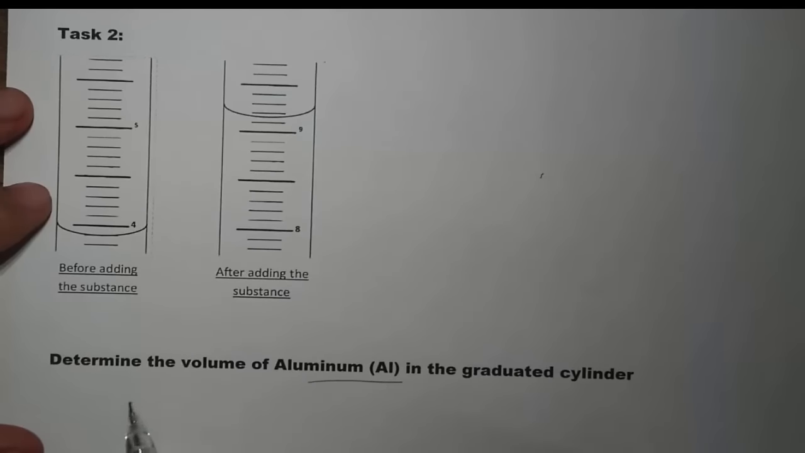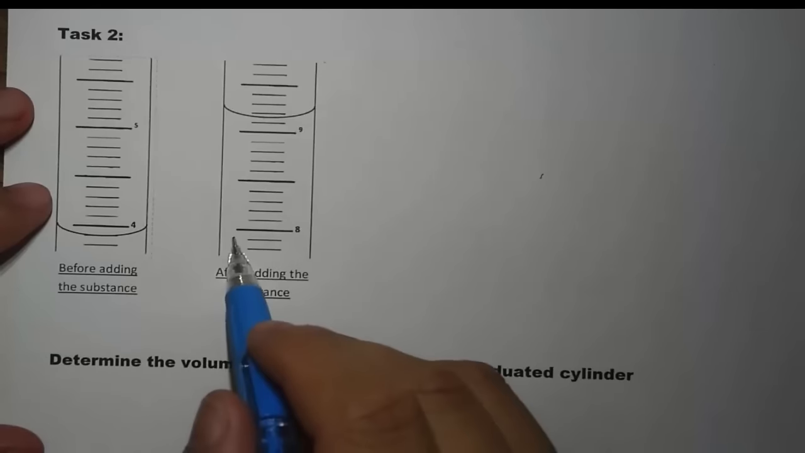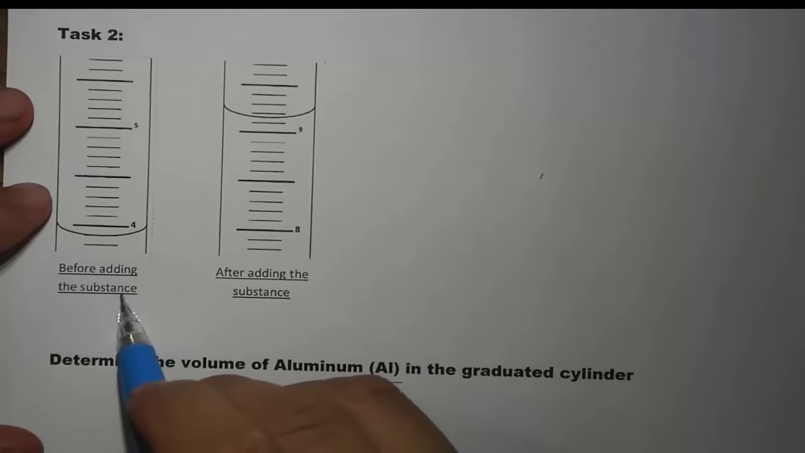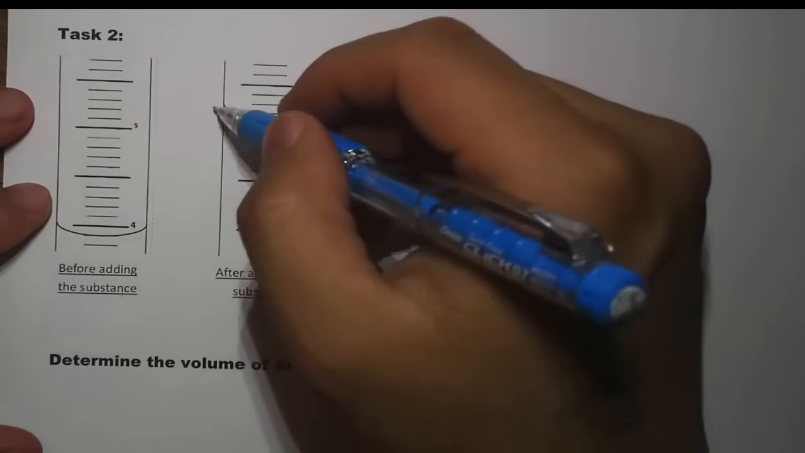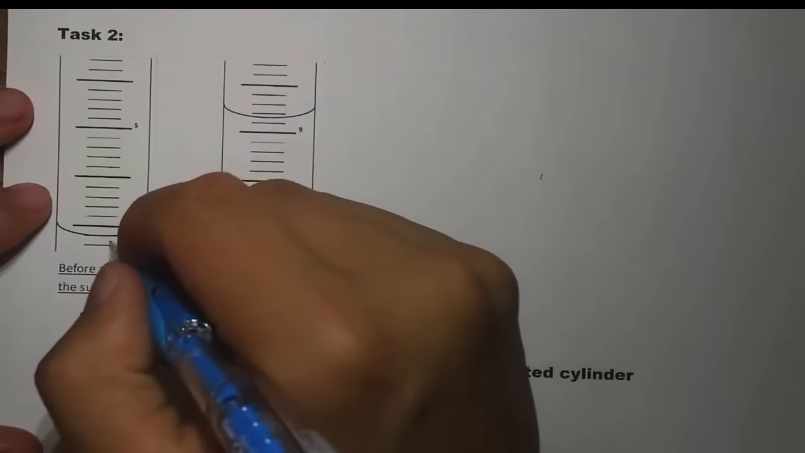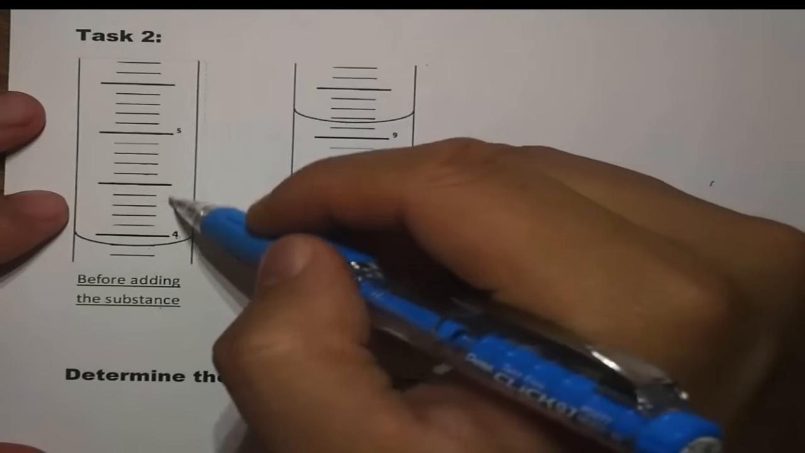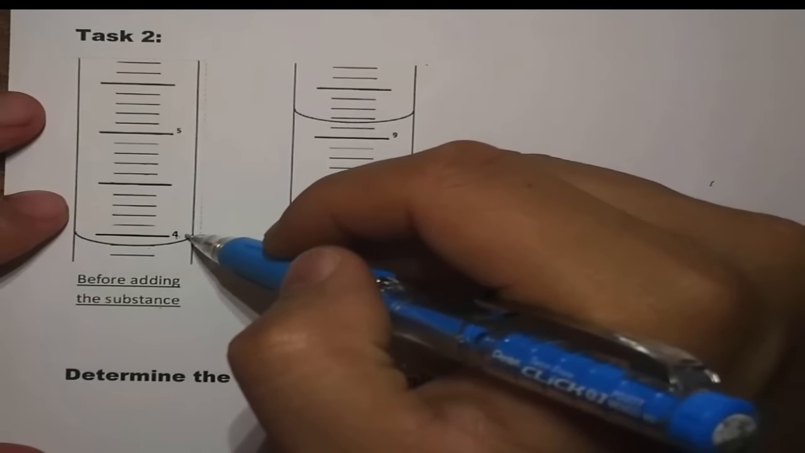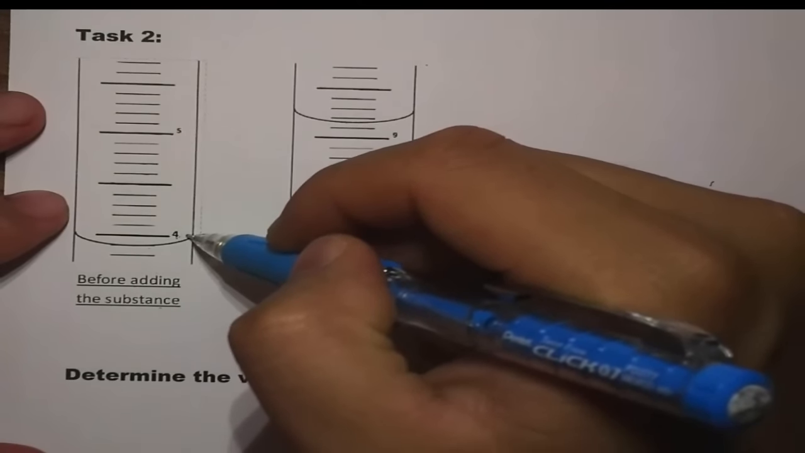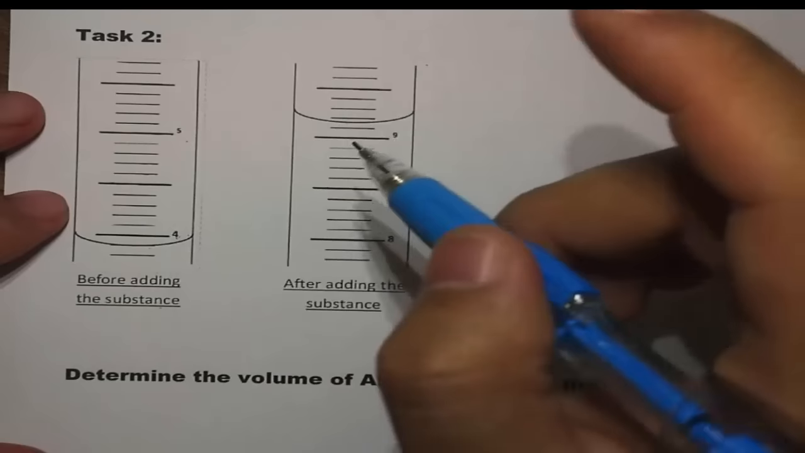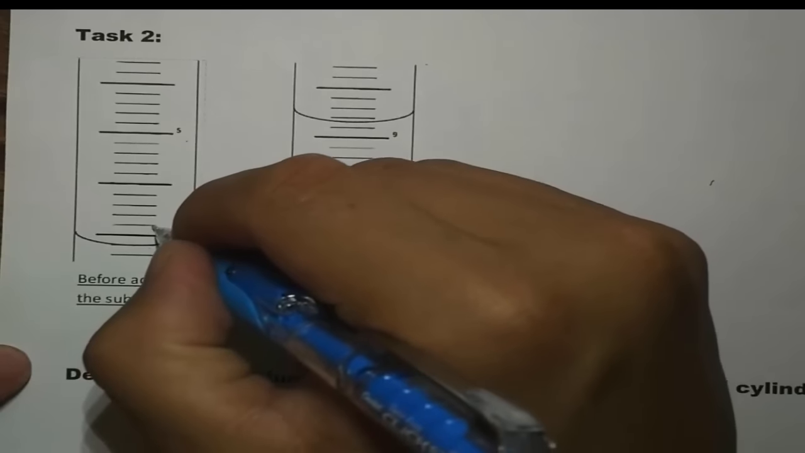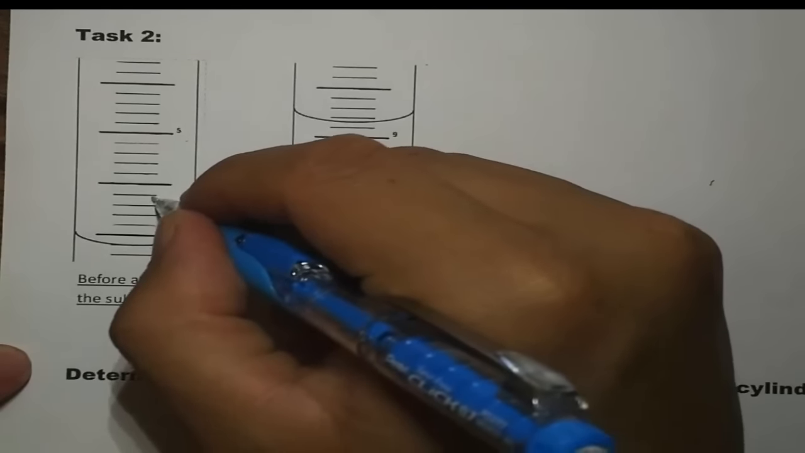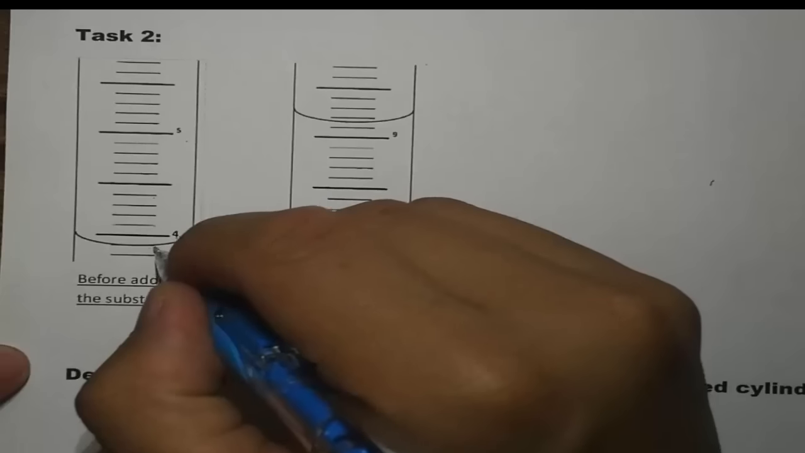Let's try another problem. Determine the volume of aluminum in the graduated cylinder. We have two graduated cylinders again, before adding the substance, which is aluminum, and after we add it, we have a change in the reading level. So this is our initial. In this case, we have a 10 mL graduated cylinder. Here I have 4 and here I have 5, so each line must represent 0.1. So we have 4.1, 4.2, 4.3, and so on. But the line is right there.